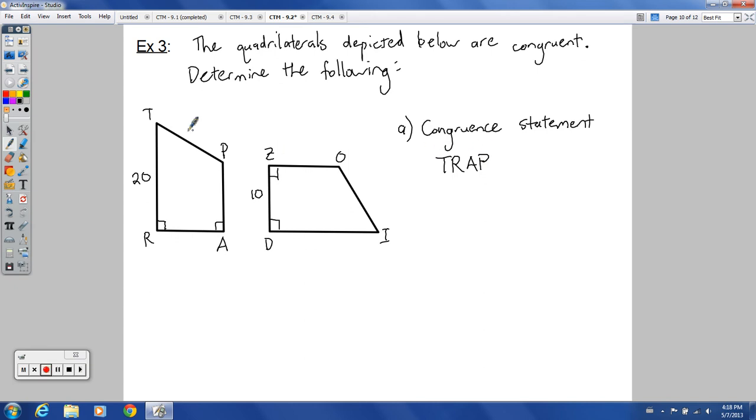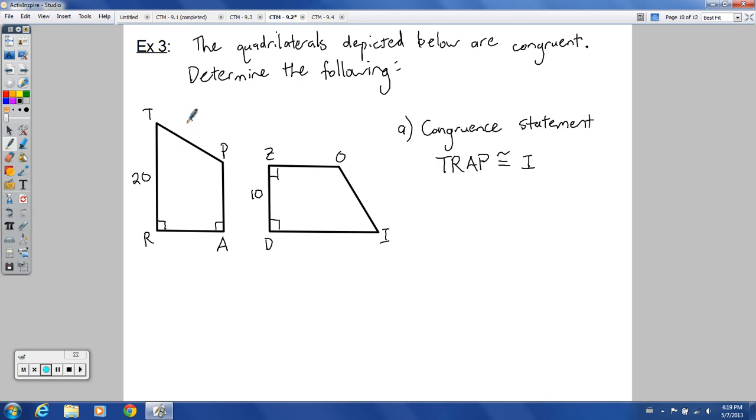So if I put those letters in that order, T to R to A to P, and I say it's congruent to something, can I just say Z to O to I to D? Does it match up in the same order? Does T actually match up with Z? If you look here, no, it doesn't. A matches up with Z here, and R matches up with D here. Looks like P matches up with O, and T actually matches up with I. So T matches up with I. That's clear, so I'm going to put T first and I first.